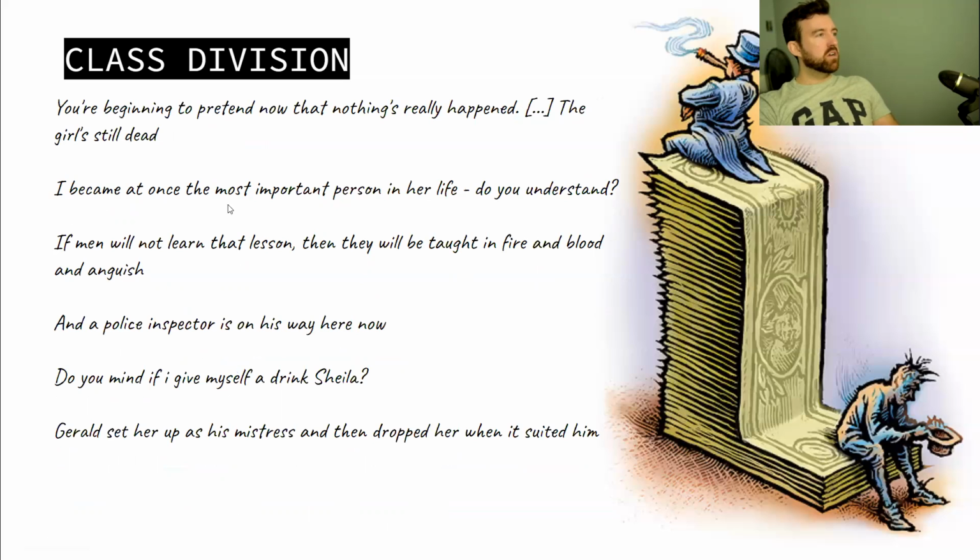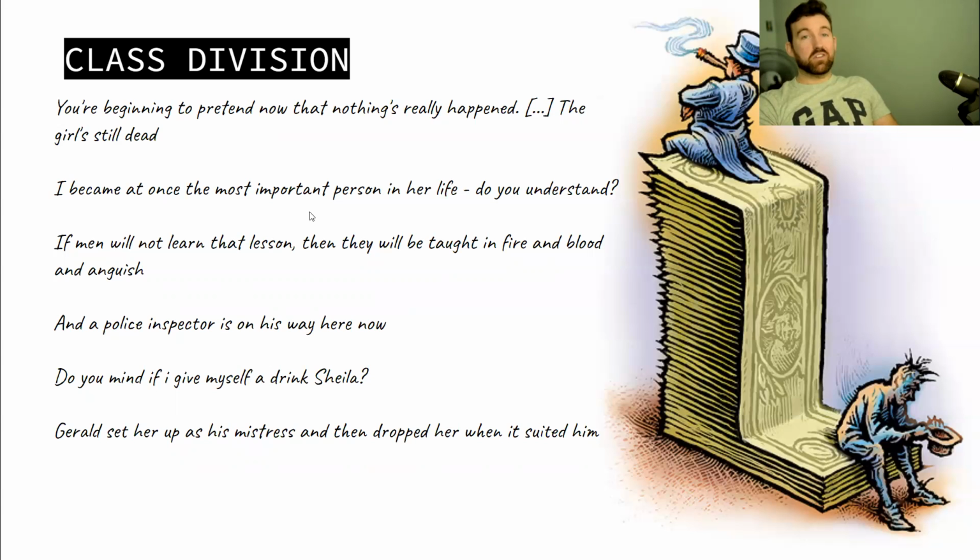"I became at once the most important person in her life." Do you understand? So Gerald here, because he's upper class, immediately becomes the most important thing to Eva Smith. So imagine again that you're in a position where you're working for pennies a day, barely getting by, and then a millionaire comes along. It's quite easy to see how so much more focus and time would end up going on that relationship because of that.